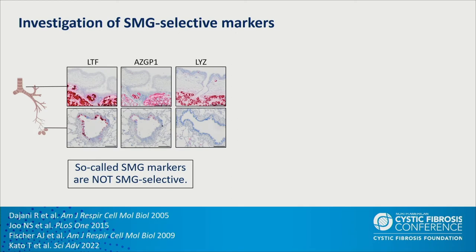There are many reports that show gland proteins, such as lactoferrin, AZGP1, or lysozyme. We carefully investigated the expression pattern of these markers using immunostaining and RNA in situ hybridization throughout the human airway, from proximal to distal airway and alveolar regions as well. All these markers are surely expressed in glands, but actually they are also positive in the small airway epithelium or in some infiltrating immune cells. So these are so-called gland markers, actually not gland selective.